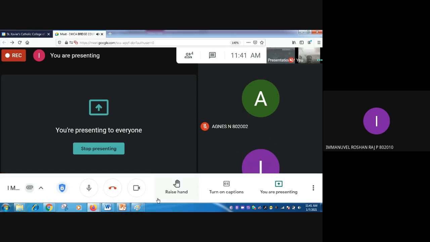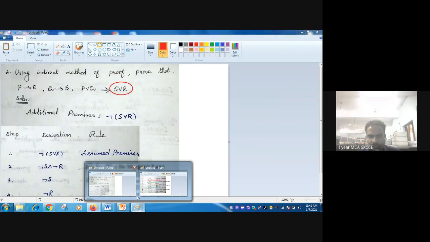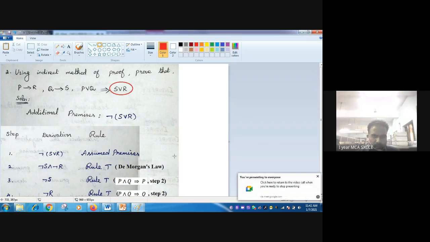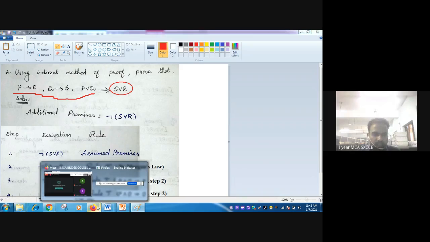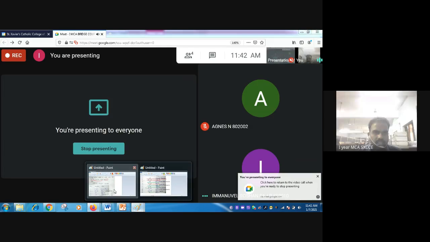Yes, sir. So we are doing problems in the indirect method of proof. In the indirect method of proof, we have to assume the negation of what we have to prove as an additional premise. So using these premises, we have to prove that S cup R. So which should be the additional premise? Negation. Very good.